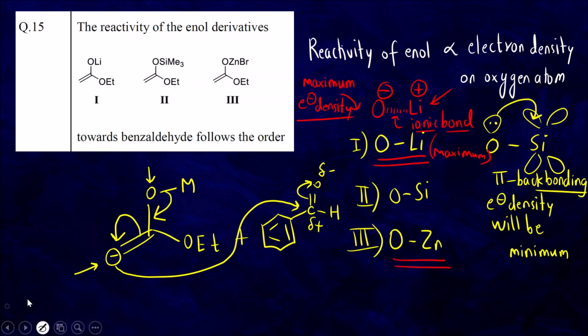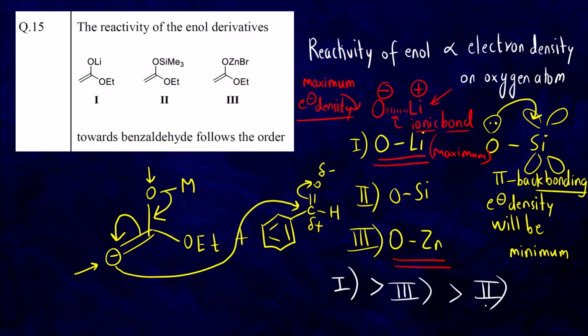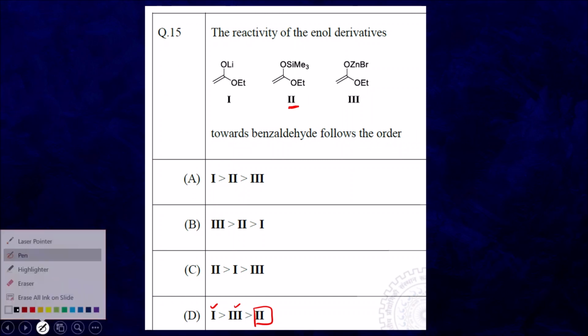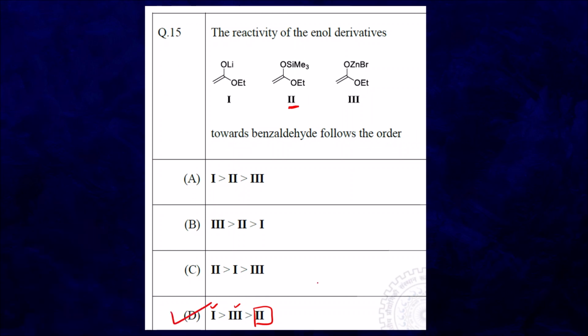So what is the correct answer? The correct answer is that the reactivity of 1 is maximum, then 3, and then 2. We have already seen the correct answer is option D. I hope you have understood the solution. Thank you.